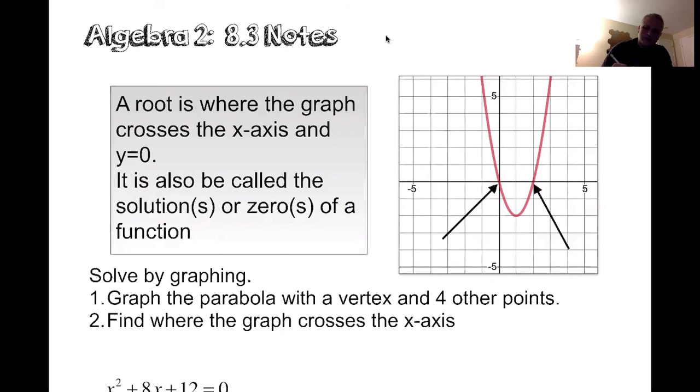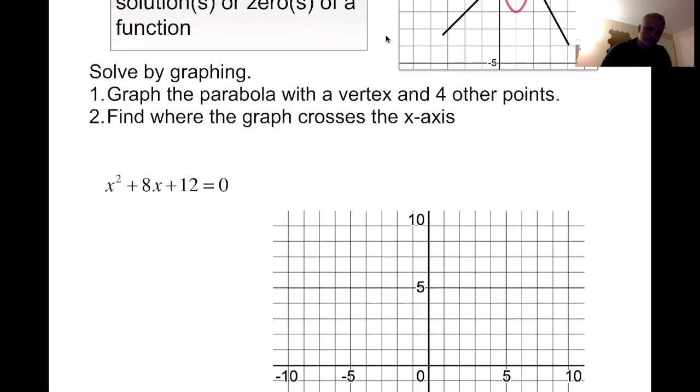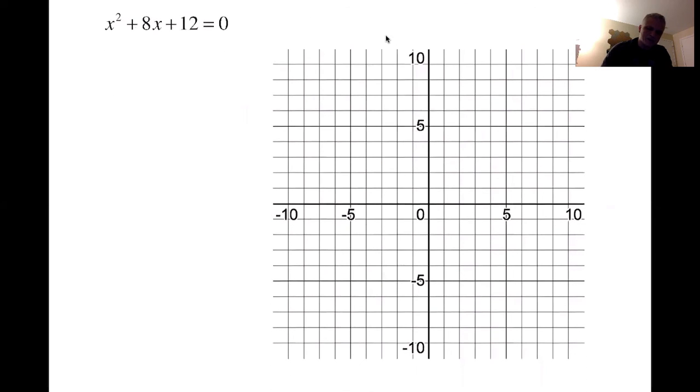Once we've graphed it, like this particular parabola, then we're going to find where the graph intersects the x-axis. For example, this one here intersects the x-axis at 2 and at 0. So 2 and 0 are the roots, or 2 and 0 are the 2 x-coordinates that make y 0. Okay, so let's check it out here.